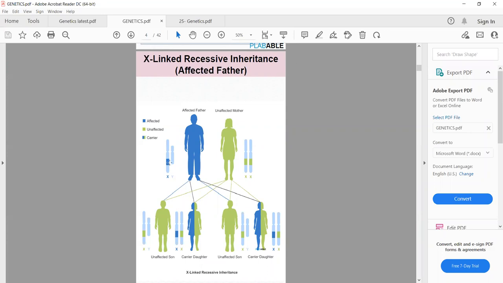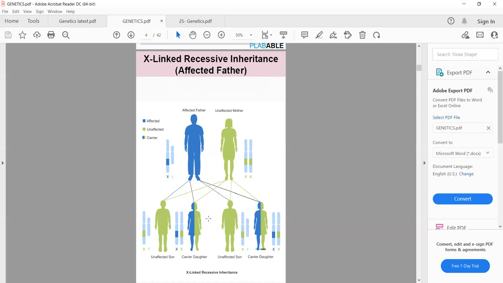So if the father is affected, it means he has one defective X chromosome and he will pass this defective X chromosome to his daughters. He has only one X chromosome, so all the daughters will get this X chromosome, so all the daughters will be carriers. And because he cannot pass this X chromosome to his sons, all the sons will be normal or unaffected. Are you following me? Yes, got it. So keep it simple and just focus on this one defective X chromosome. That can only be passed to his daughters, but not his sons, because the sons will get the Y chromosome from this affected father. So he cannot pass the disease to his sons. Correct. So remember these two or three basic principles and you will never get confused: X-linked diseases cannot be passed to the sons from the fathers.